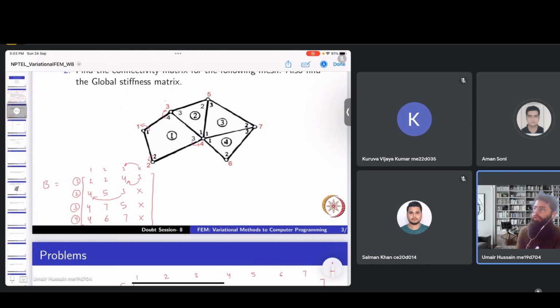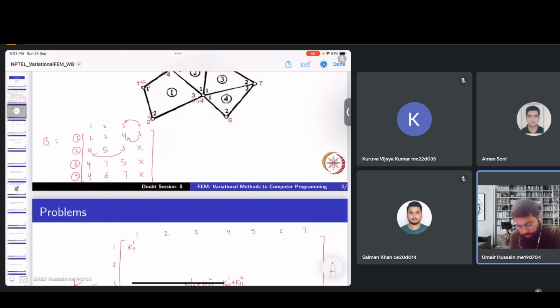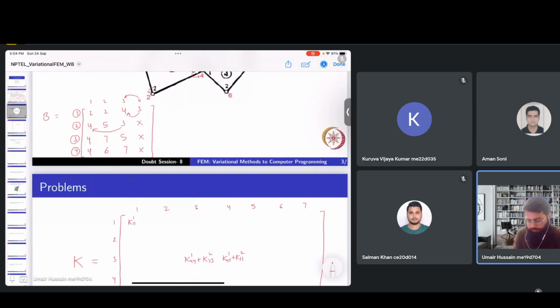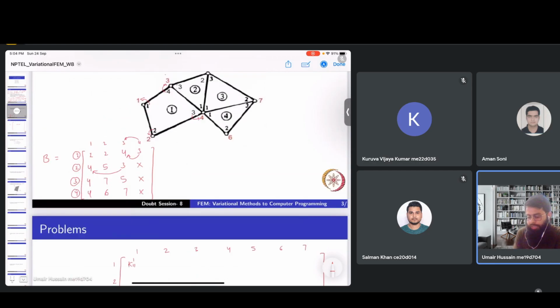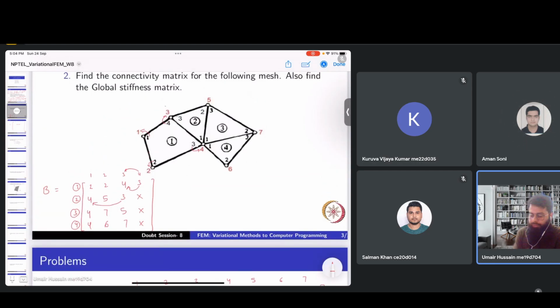Whenever we are looking at any contribution, suppose we are looking at 3 4, we already looked at 3 4. We had to see that 3 and 4 are connected in which of these elements. We saw that 3 and 4 form a line which is part of element 1 and element 2 also. But if we are to look at 3 3, the node connecting itself, we just need to see that 3 is part of which of the elements. 3 is present in element 1 and element 2 also. So K3 should have contribution from both.